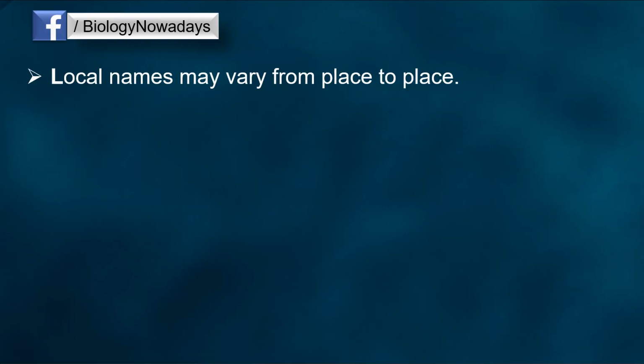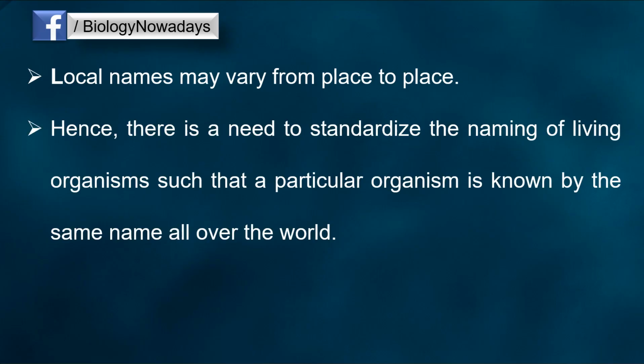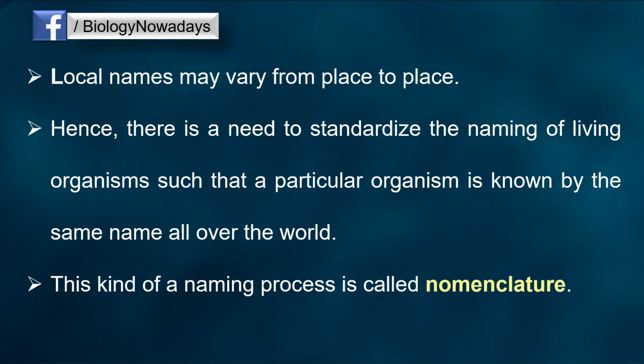So, as you can understand, these local names would vary from place to place, even within a country. Hence, there is a need to standardize the naming of living organisms such that a particular organism is known by the same name all over the world. This kind of naming process is called nomenclature. That particular name is called the scientific name or biological name of that particular organism.